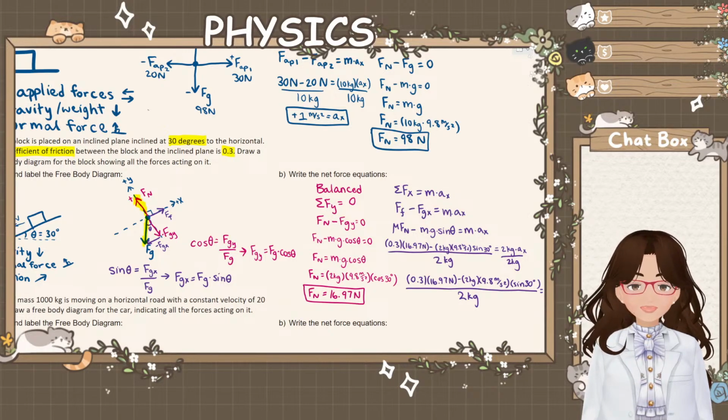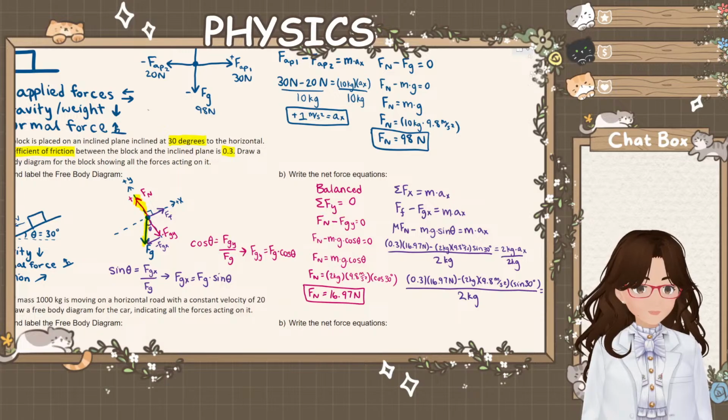Okay, so here we go. In this case, we want to grab our calculator tool.